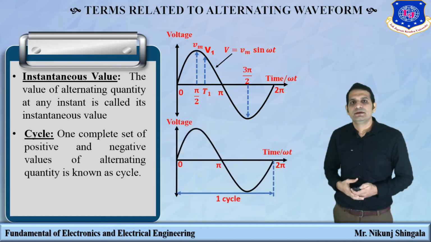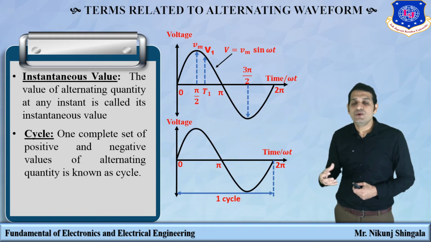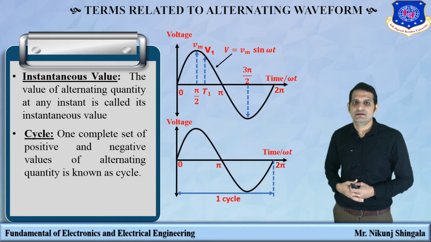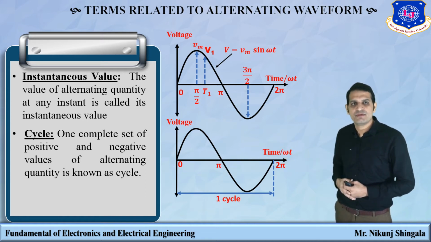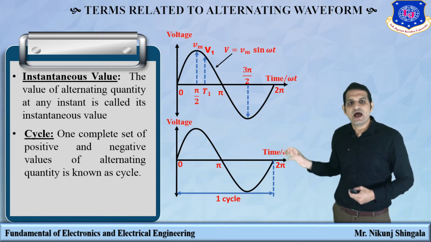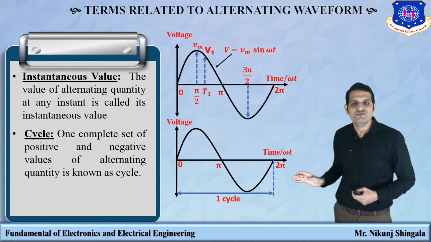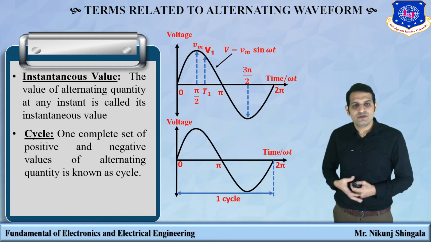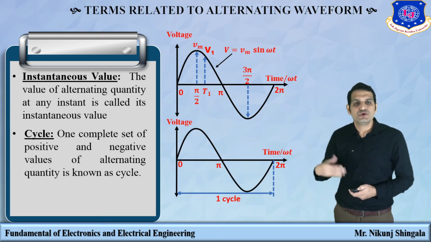The next one is the cycle. The complete set of positive and negative values of an alternating quantity is known as a cycle. Here you can see a graph of voltage versus time, or on the x-axis you can also take omega t, because it is a graph of Vm sin omega t. So what does one cycle mean? One cycle consists of two half cycles, one positive and one negative. So it is a set of positive and negative values of the alternating quantity. The cycle can be spread over 0 to 360 degrees, or 0 to 2 pi.